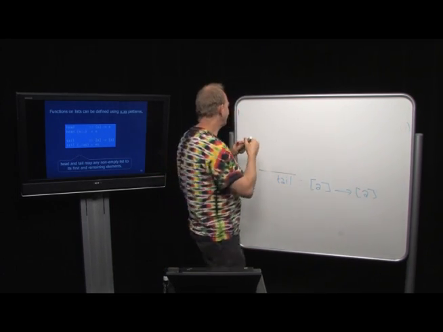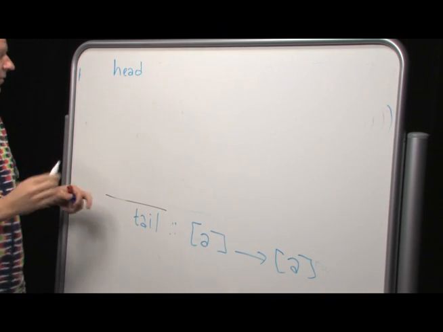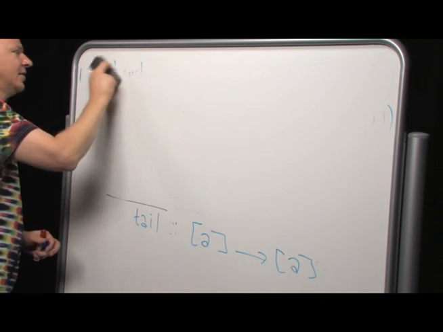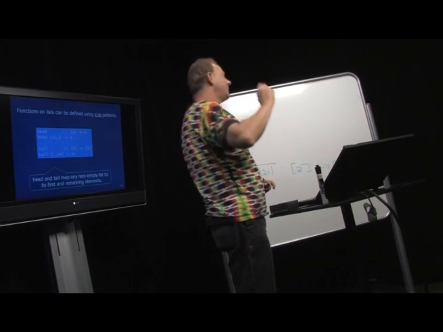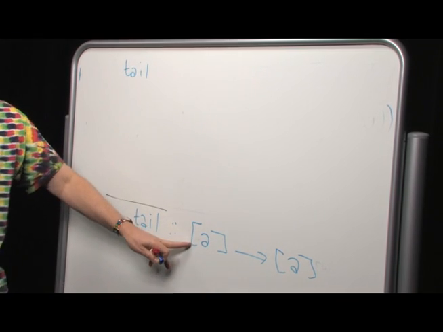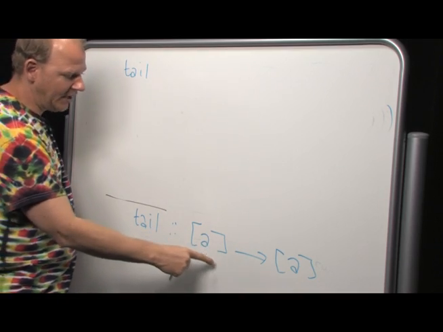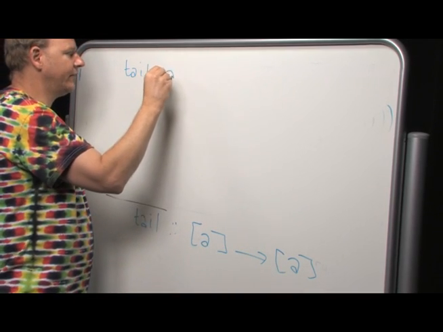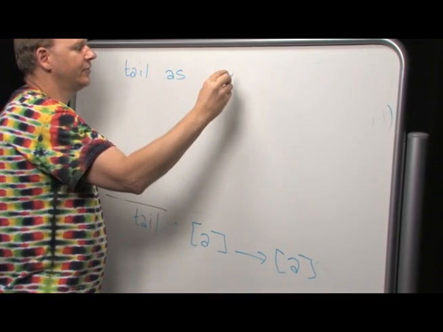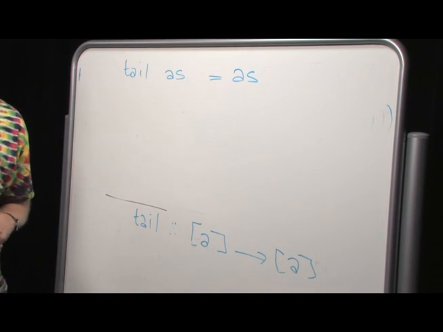So our first thing we said we were doing was tail. We're going to invent tail by looking at the type. The first attempt was to say, tail takes a list and returns a list, so tail of some list equals that same list. That's one thing that satisfies this type.